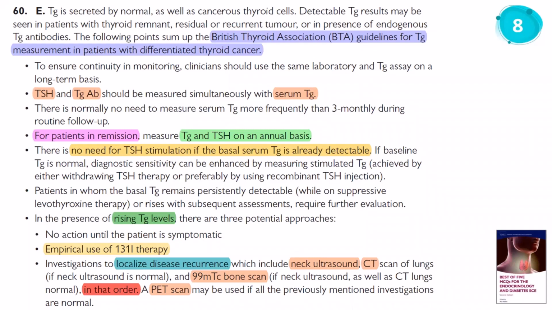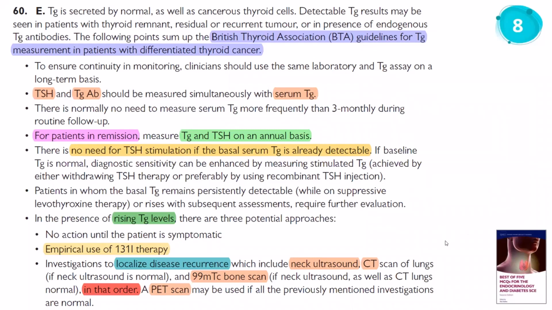But if there is a high risk of recurrence, for example, if TG is elevated or anti-TG antibody is elevated, in this situation, I will go to CT scan of the lung if neck sonography is normal. If CT of the lung is normal, I will do a technetium bone scan. If it is normal, I will go to PET scan, which may be used if all the previously mentioned investigations are normal. So this order is very important.